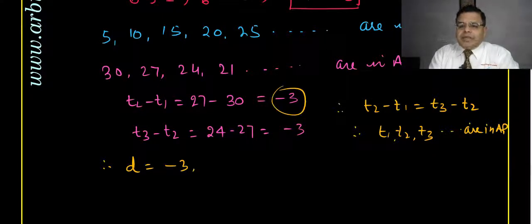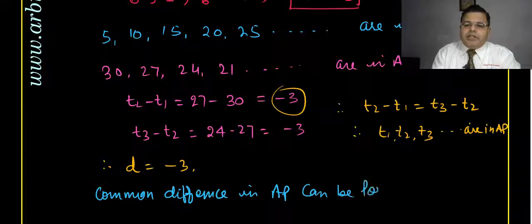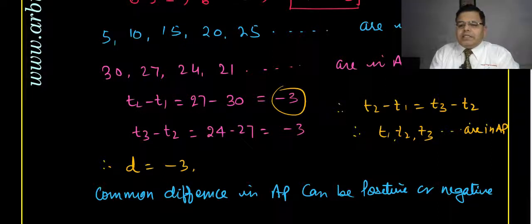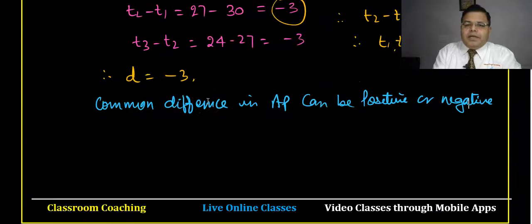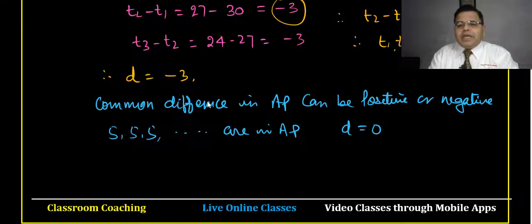So the difference can be positive or the difference can be negative. That is one thing you must note here, that common difference in AP can be positive or negative, or even sometimes zero, then also it is considered to be in AP. For example, if I write 5, 5, 5, 5, like this, these are in AP, because here the common difference is zero. The differences are equal, so it can be considered in AP.